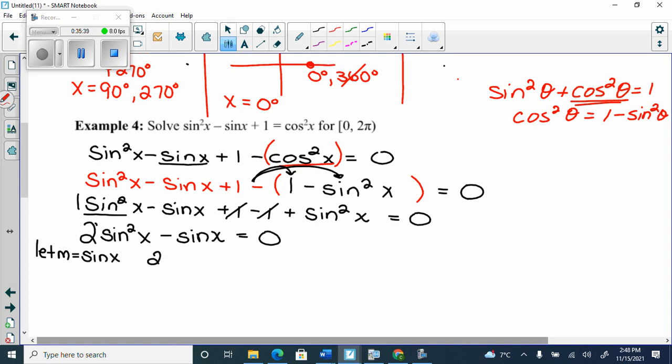So we have 2m squared minus m equals 0. You have to do a let statement. This is real math. You can't just go m, make it m's, without saying that m is sine x. Now what can I do?